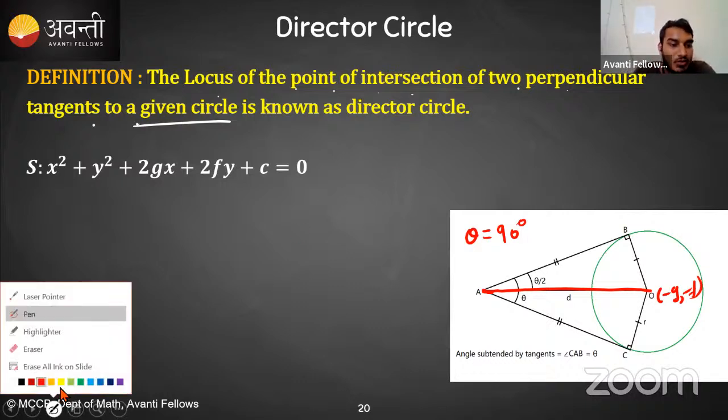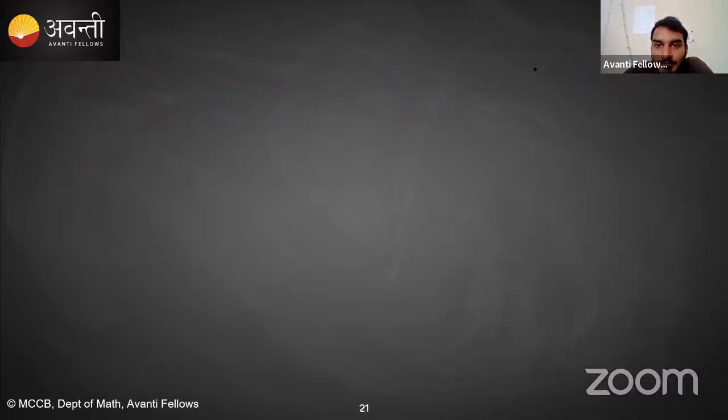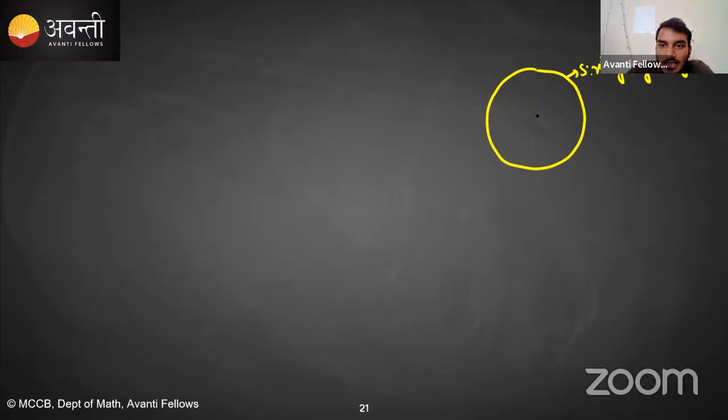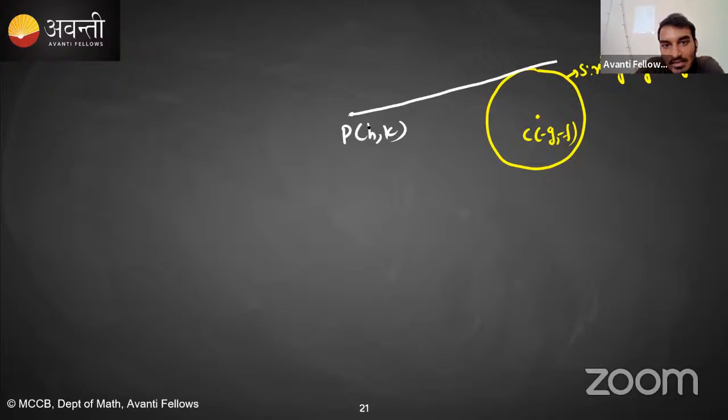Then let's try to find the equation of the director circle. Let's say this is a circle: x square plus y square plus 2gx plus 2fy plus c is equal to 0. So the center of the circle is, let's say, C, which is minus g comma minus f. We have to find the locus of a point. The point has to be lying outside. If the point comes inside the circle, then the possibility of drawing a tangent is 0. Yes or no? There will be no tangent if the point is lying inside the circle. So the point is lying outside the circle. We have to find its locus, such that if I draw the tangents on the circle, the angle between the tangents is 90 degrees.